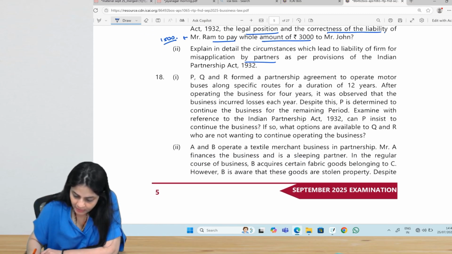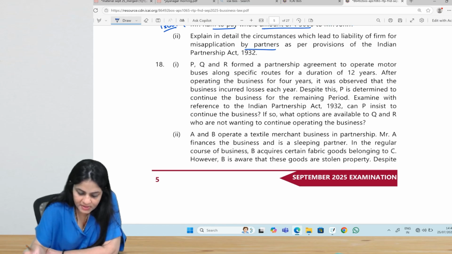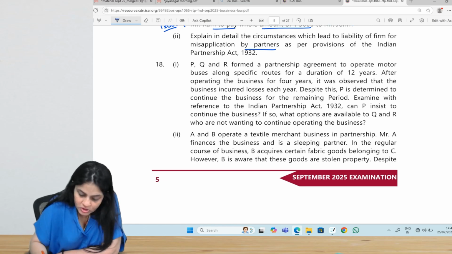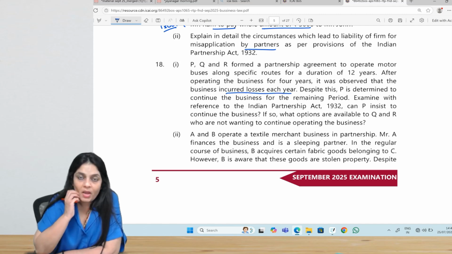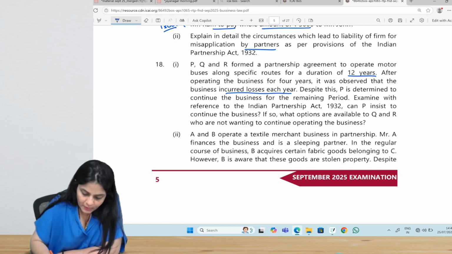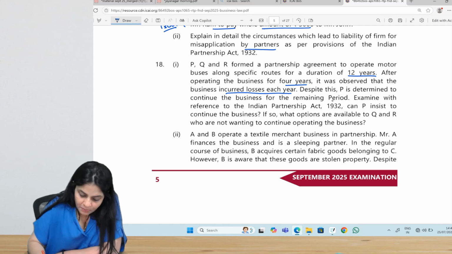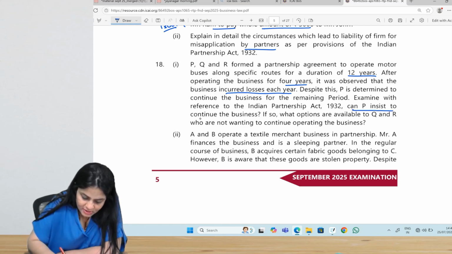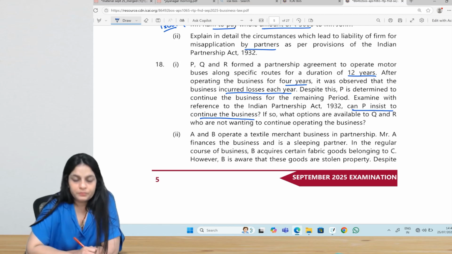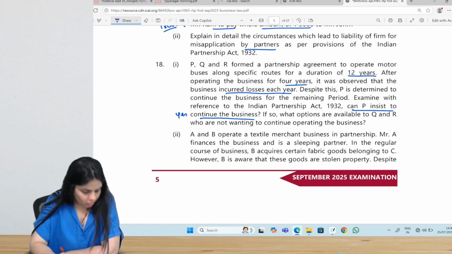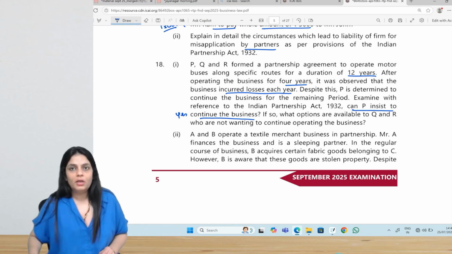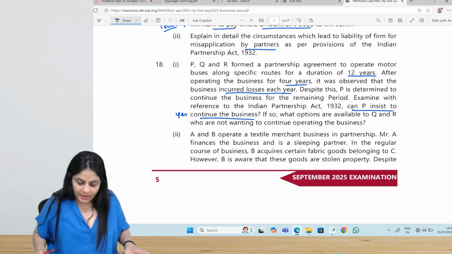P, Q, and R formed a partnership agreement to operate motor buses along specific routes for a duration of 12 years. After operating the business for 4 years, it was observed that the business incurred losses each year. It was formed for 12 years, but after 4 years, there was loss. Despite this, P is determined to continue the business for the remaining period. Examine with reference to the partner, can P insist to continue the business? Yes, he can, because a firm cannot be dissolved without the consent of all. And unless he gives the consent, the firm cannot be dissolved.